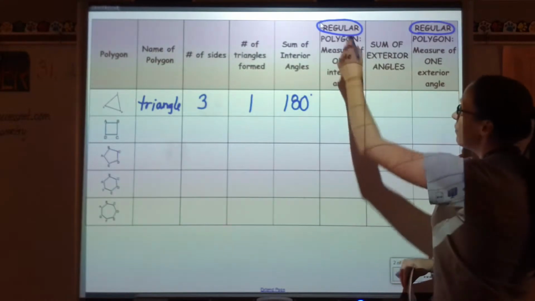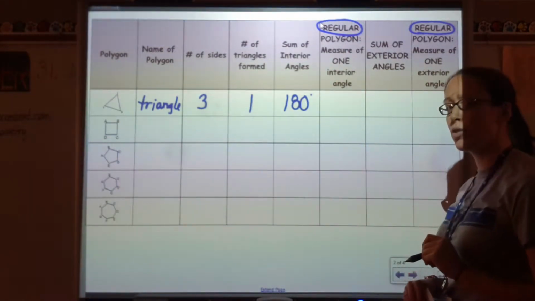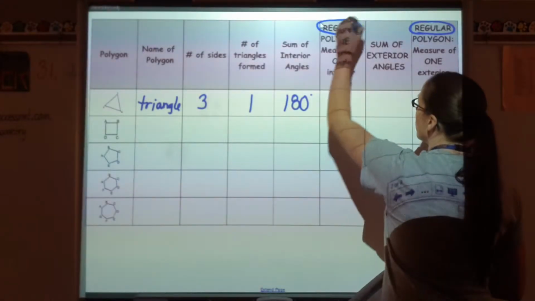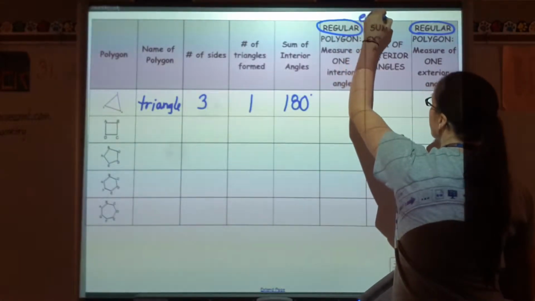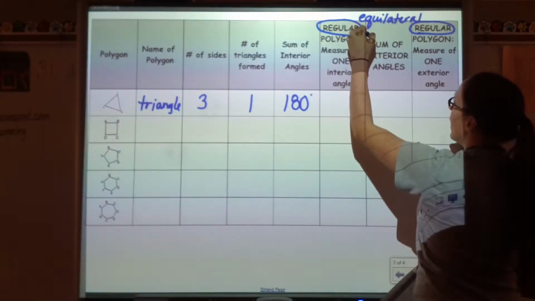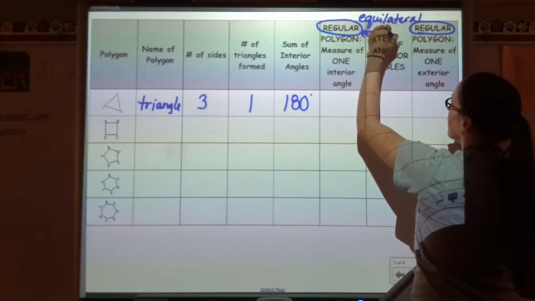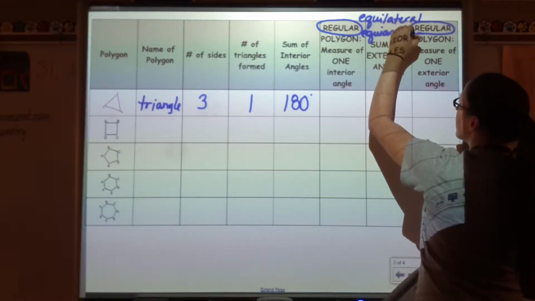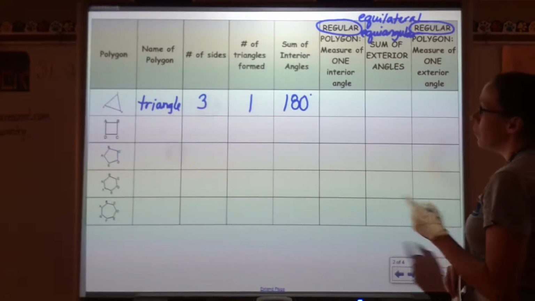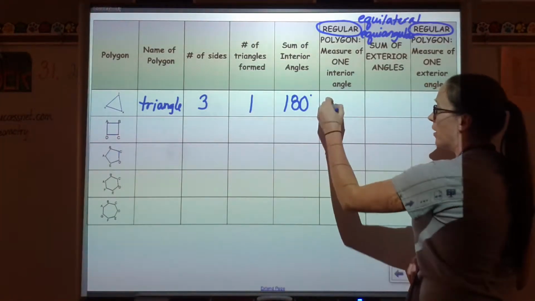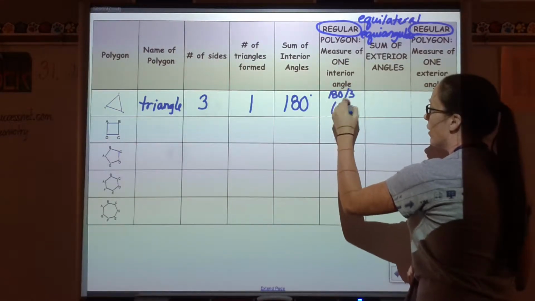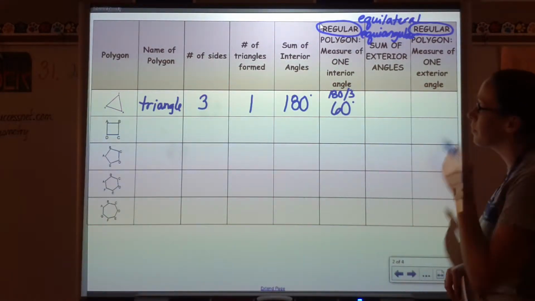Here we go. If it's regular, that means two key things, and if you need to add this to your dictionary, please do so. Regular means equilateral and equiangular. So the two E's make a regular polygon. Well, if that's an equiangular polygon, 180 divided by 3 gives us every angle is 60 degrees.